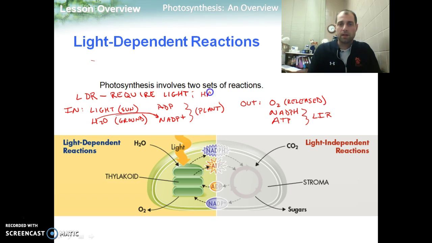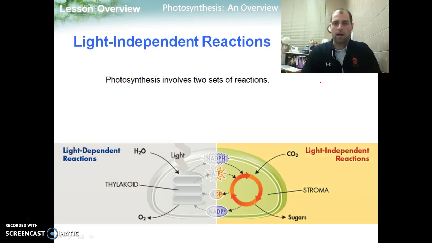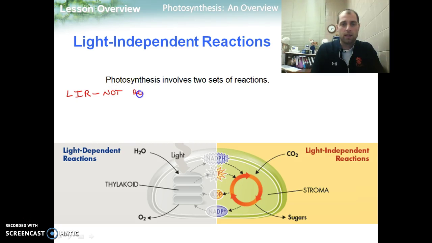So let's put that too. Happens in thylakoids. Oops, sorry about that. Thylakoids. All right. The other set of reactions is called the light-independent reactions, or the LIR. They are light-independent because they do not require light. They can happen during the day, but they do not require any light to happen. And this set of reactions is going to happen in the stroma, in that jelly-like substance of the stroma.